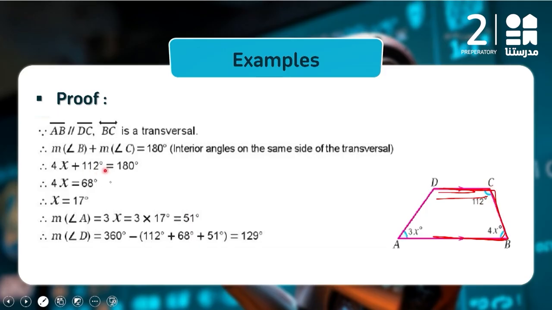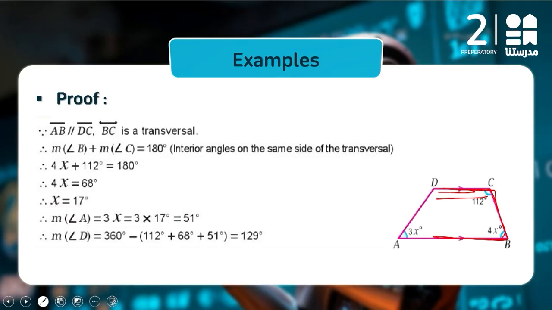How can we cancel 112 degrees? We can subtract 112 from both sides. So 4x plus 112 minus 112 equals 4x, and 180 minus 112 equals 68. So we have 4x equals 68. How can we find x? We can find x by dividing both sides by 4. 4x divided by 4 equals x, and 68 divided by 4 equals 17. So we have x equals 17 degrees.